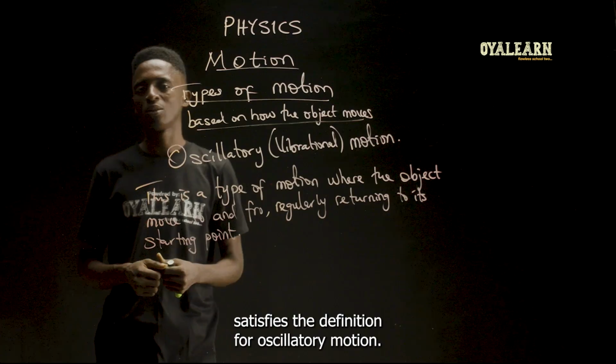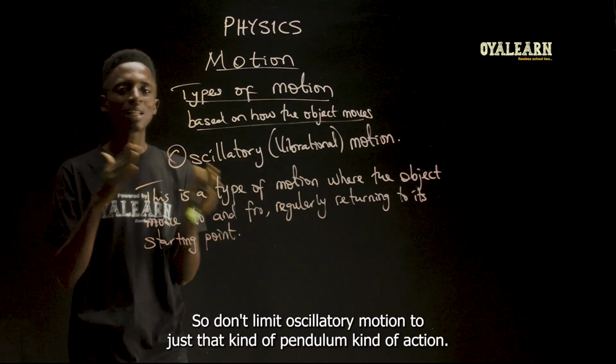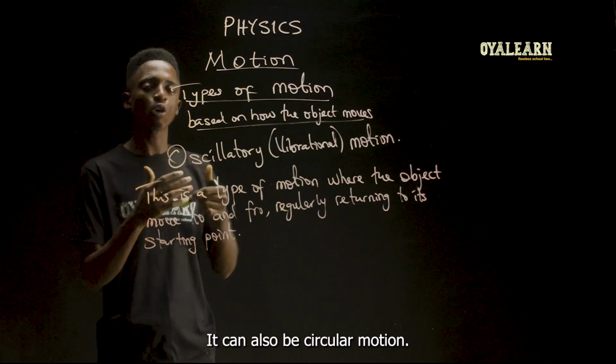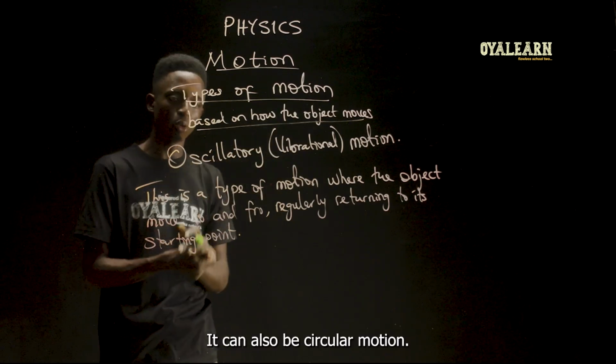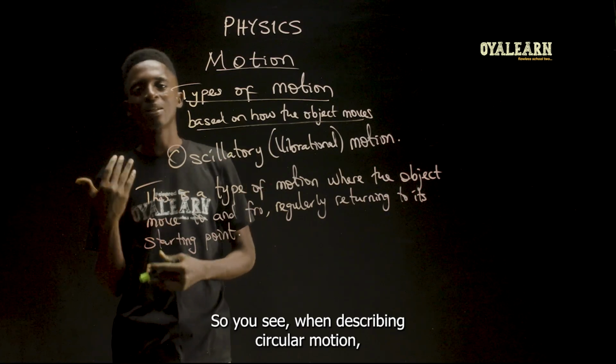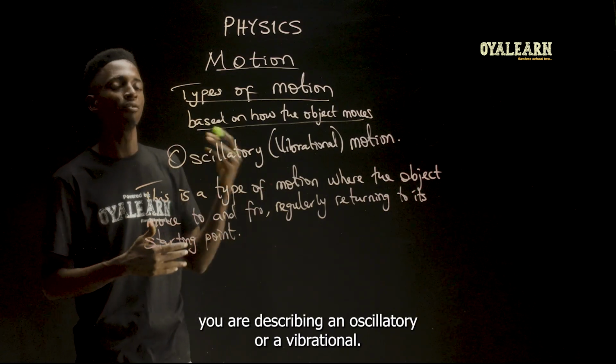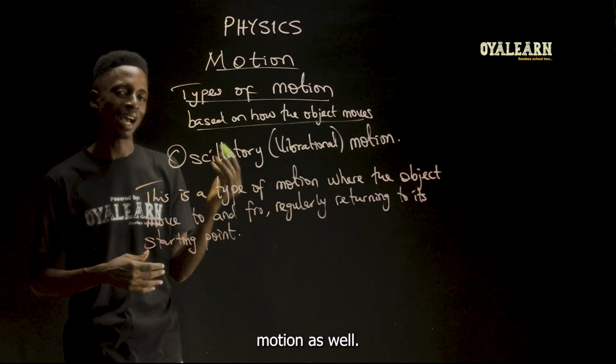So even though it's not swinging like so, it is also observing oscillatory motion because it satisfies the definition for oscillatory motion. So don't limit oscillatory motion to just that kind of pendulum kind of action. It can also be circular motion. So you see, when describing circular motion, you are describing an oscillatory or a vibrational motion as well.